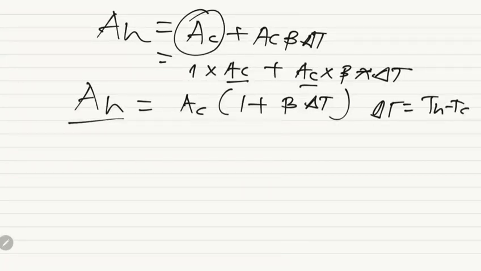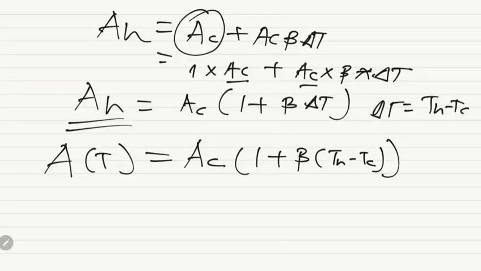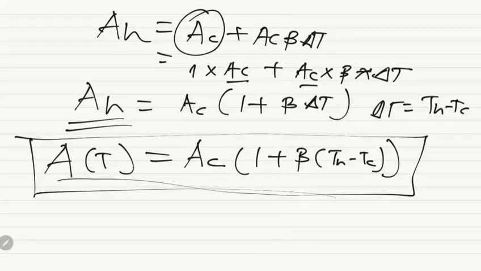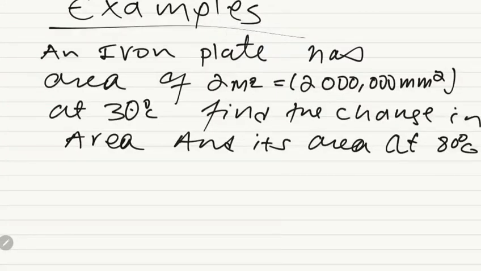Now I can write the area of a certain plate as a function of temperature. The area of a plate as a function of temperature is equal to the area at some colder temperature times 1 plus beta into the temperature hotter minus the temperature colder. That's it. This is the expression for the area as a function of temperature. Let us do this example.